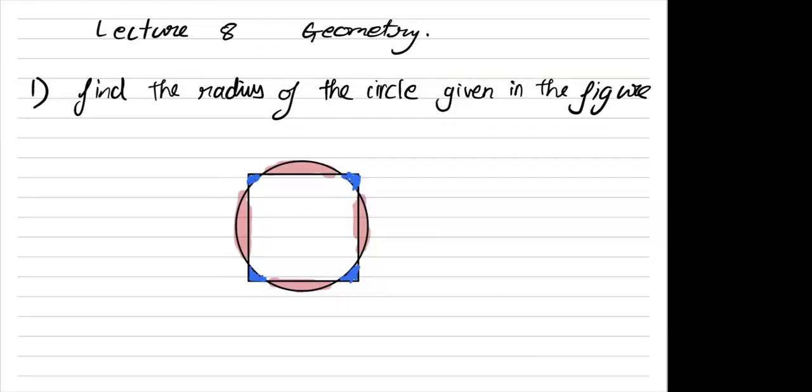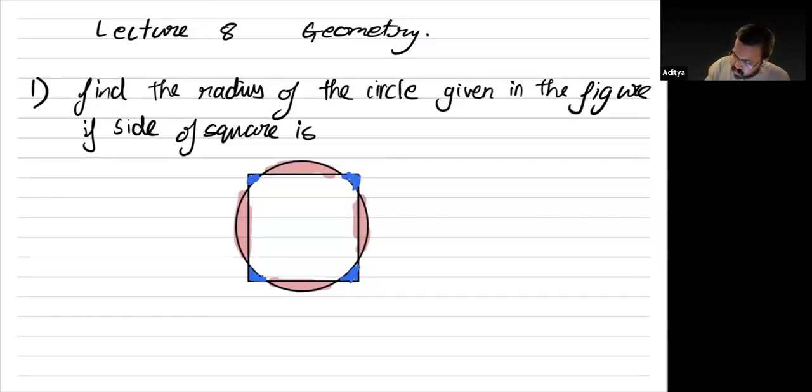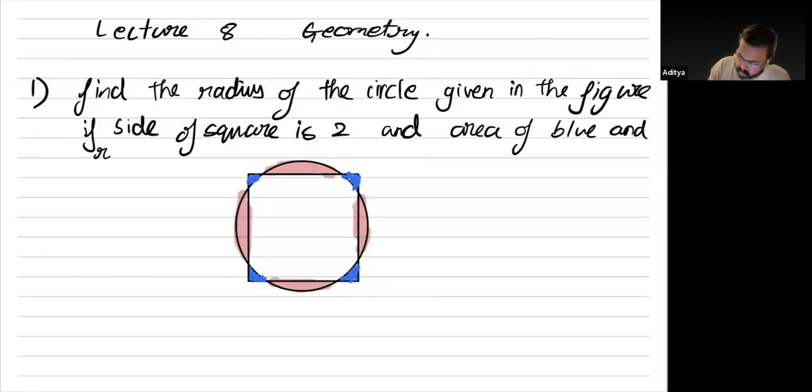Okay. So the question is: find the radius of the circle given in the figure, if the side of the square is 2 and the areas of the blue and red regions are equal. Each of these red regions is equal to each other as well as to the blue region. The square and circle share a common center.